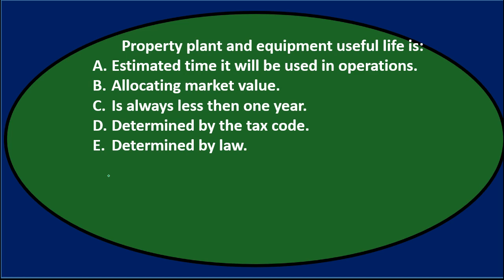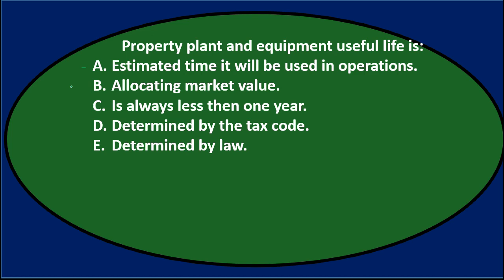So let's go through this again, see if we can eliminate some of these with the process of elimination. Property, plant, and equipment useful life is A, estimated time it will be used in operations. That seems pretty good, because that's what the estimated useful life will be. Let's go through the rest of them, see if we can eliminate them. B says allocating market value. Now this could be tempting at first because we might be thinking, well, if we have a useful life, that's kind of what it's for, to allocate the depreciation.